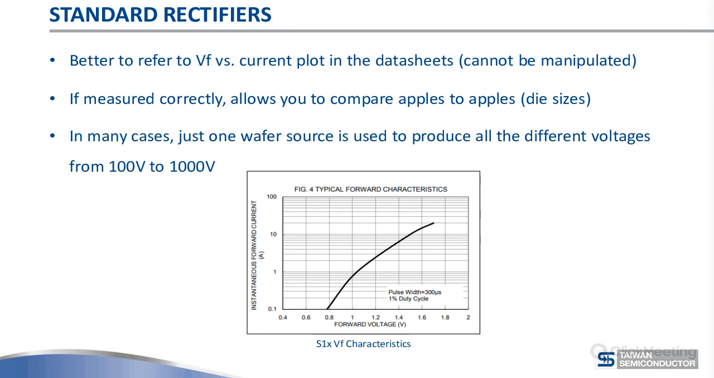So the 100 volt parts and the 1000 volt parts are actually using the same wafer source, or the same wafer die size. So they have the same characteristics in the forward direction. You can check this in the datasheet: if the VF spec is the same for all voltages, if the surge current is the same for all voltages, and the third indication of the die size is the junction capacitance. If those three things are the same for all voltages, then you can probably assume that one die source is used to create all the different part names.